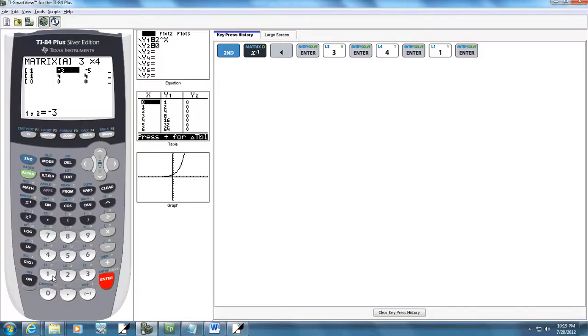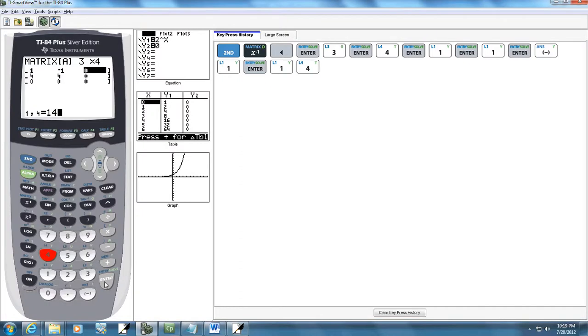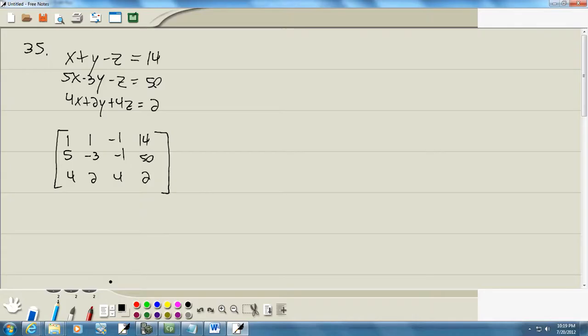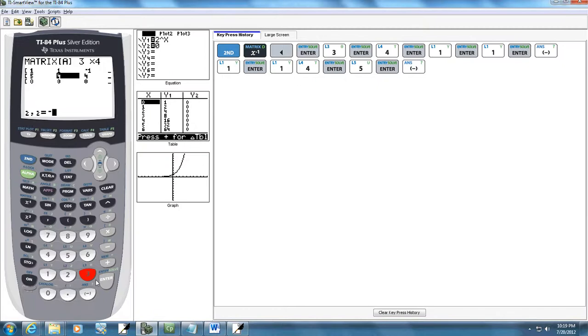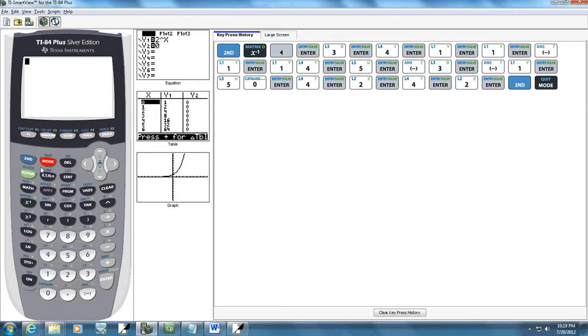So I got 1, enter, 1, enter, negative 1, enter, 14, enter, 5, enter, negative 3, enter, negative 1, enter, 50, enter, 4, enter, 2, enter, 4, enter, 2, enter. Okay, now exit out to second mode, and now we'll go through our REF process.